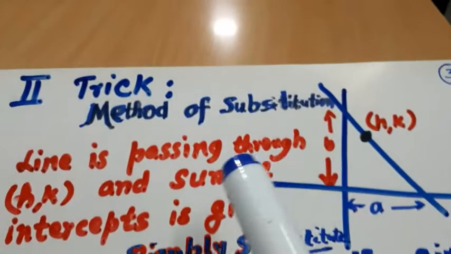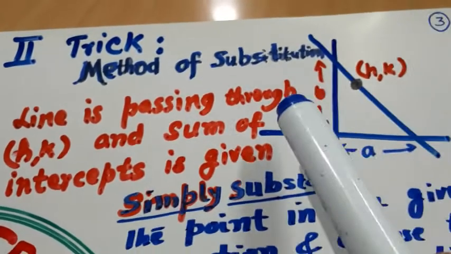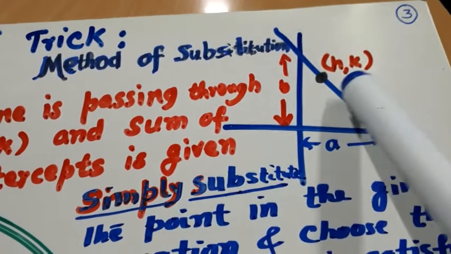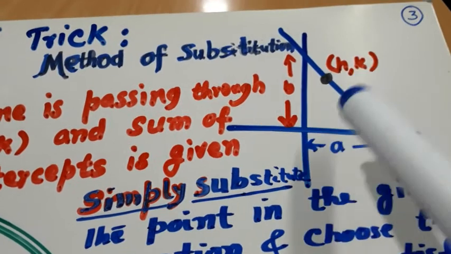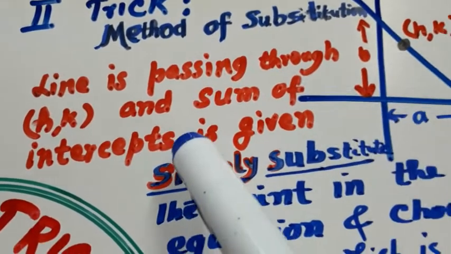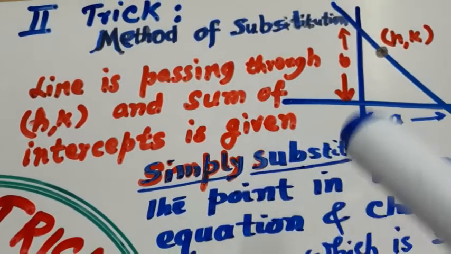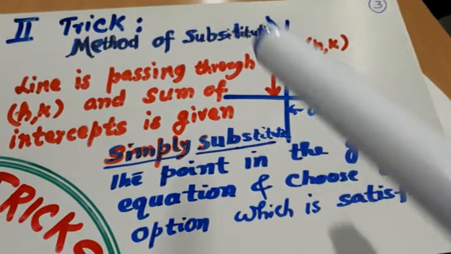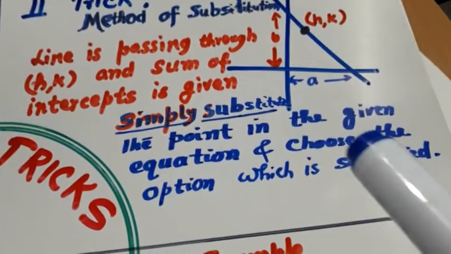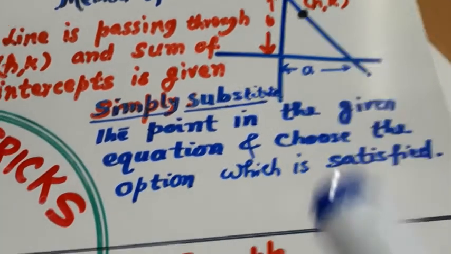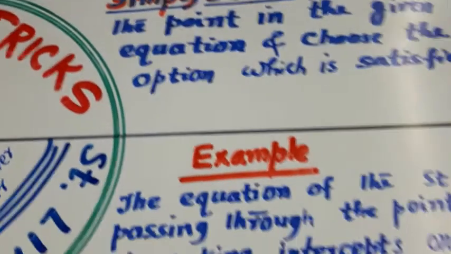This trick is method of substitution. What you have been given here is, the line is passing through the point, say H, K, and intercepts A and B are given to you. Sum of the intercepts is given. Simply substitute the point in the given equation of this line and you choose the option which is satisfied. Now let us go with the example.